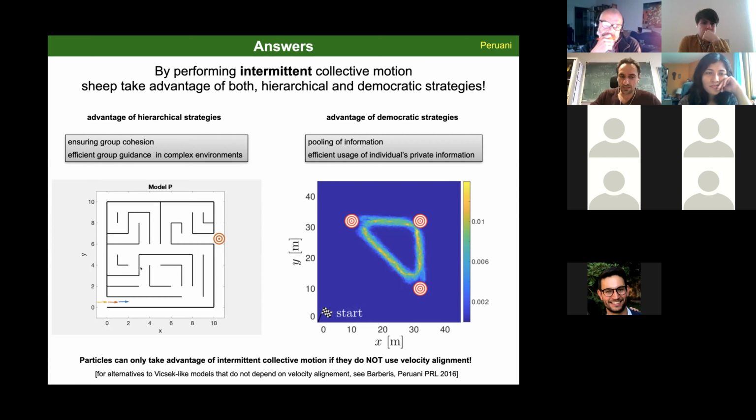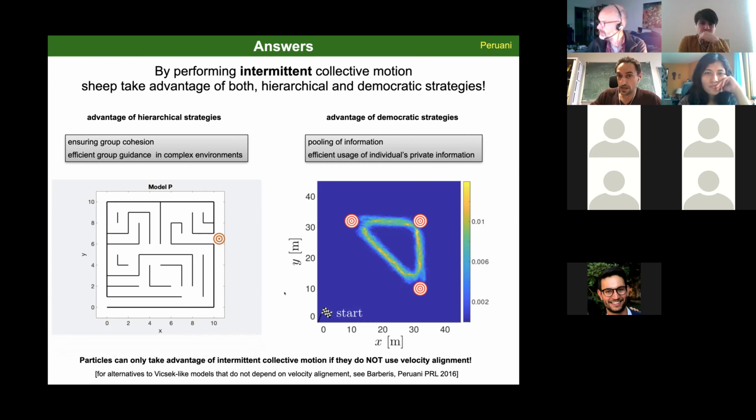For example, I'm talking about this. If someone knows how to navigate this maze and acts as the temporal leader, they will manage to guide the entire group to the target. If you replace that with something else, and for doing that you also need the interaction network to be hierarchical, as well as to exchange positional information and not velocity information. If you do exchange velocity information, they won't manage to do what you have just seen.